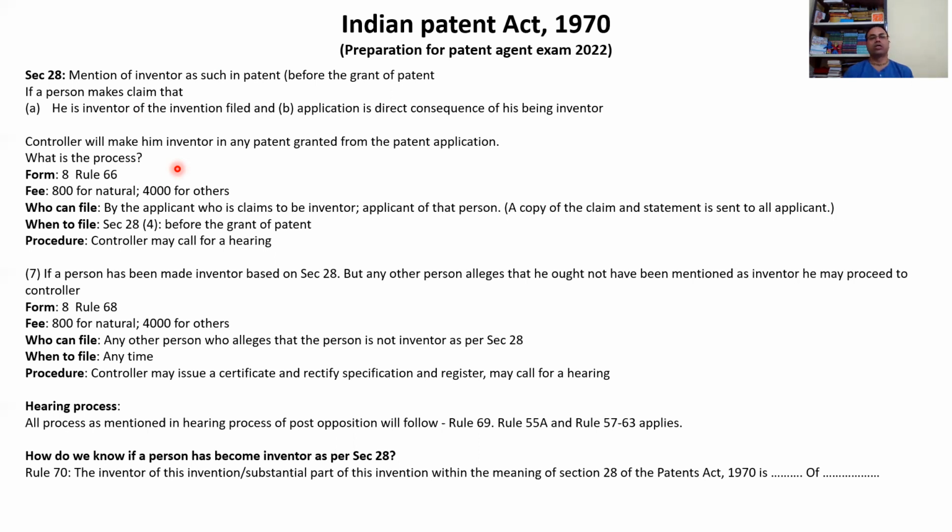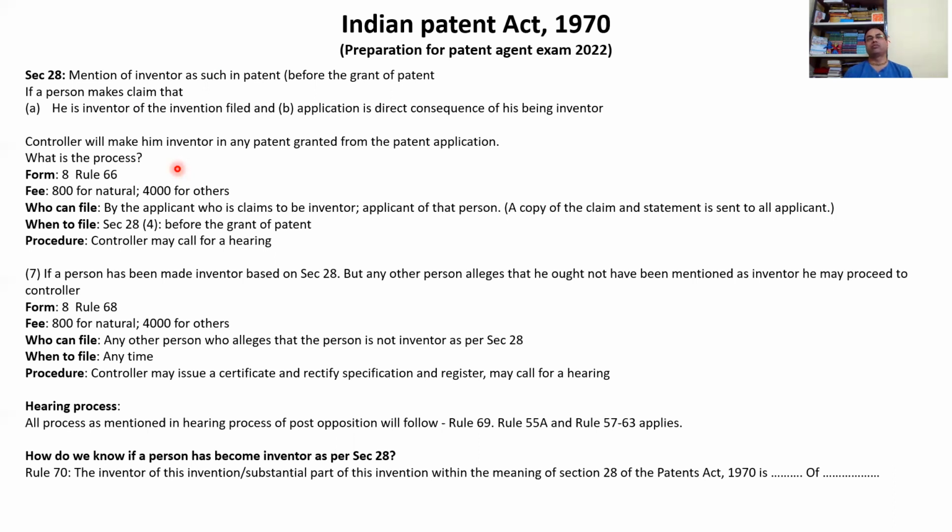So what you can do is fill form 8, which refers to rule 66, and pay a fee of 800, or 4,000 for others. For example, if there are joint ventures and two companies are involved, and one company filed the patent without mentioning the other company, then the other company can also apply, and that fee is 4,000. And who can file? The applicant who claims to be the inventor. A copy of the claim and a statement is sent to all the applicants.